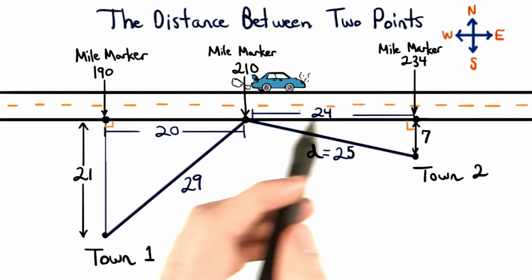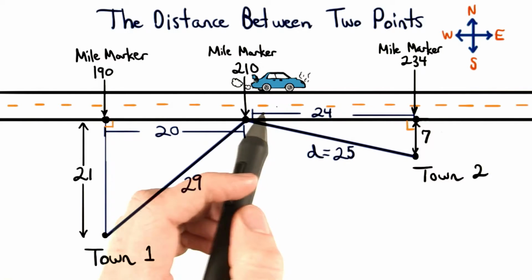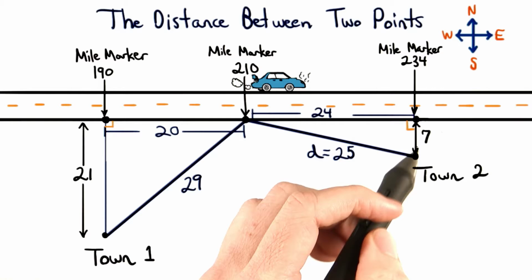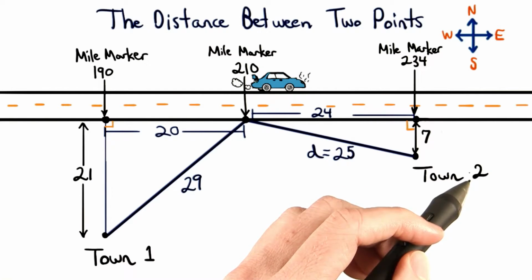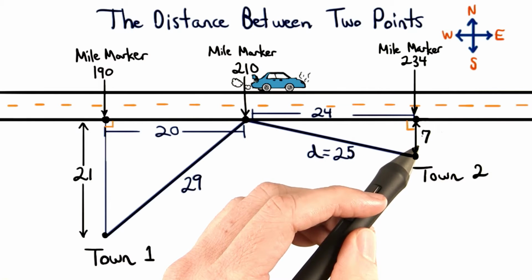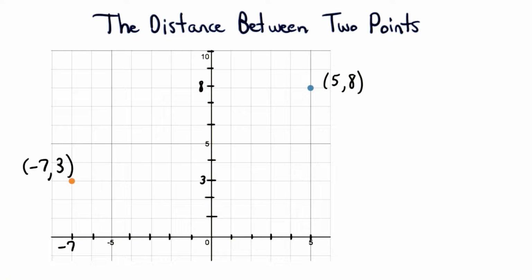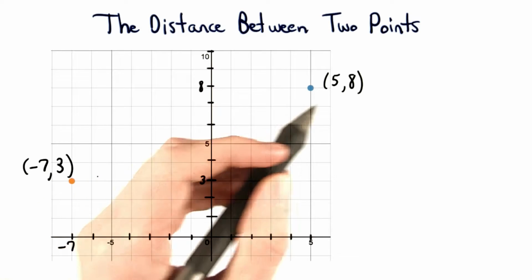The same was true in this case for town 2. We found the distance horizontally between the mile markers, and then the distance vertically, or south, to go to the town. We squared these two numbers and found their sum, and then took the square root to get the distance. We can do something similar if we wanted to find the distance between any 2 points.